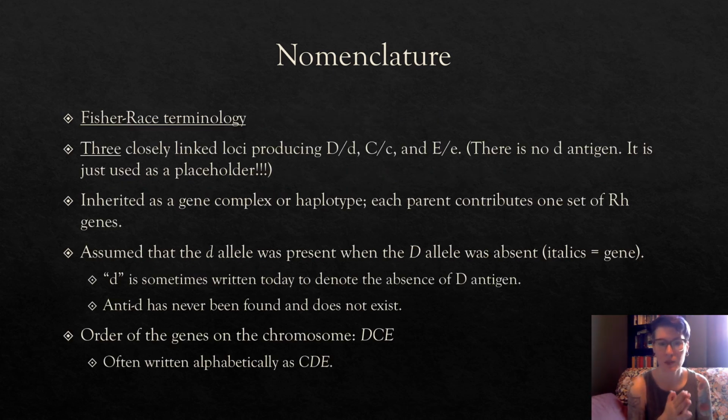So remember, Fisher and Race believed there were three genes. First gene being D, so you either had the D antigen or no D antigen. There is no little d antigen, remember this. Usually in homework or when it's written, people might put a little d just as a placeholder, but there is no d antigen. There is either D or no D. The second gene is C, so you can either have a large C or a small c, and then same with E, big E or little e.